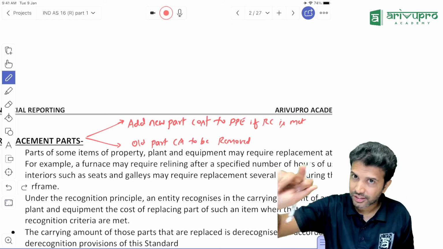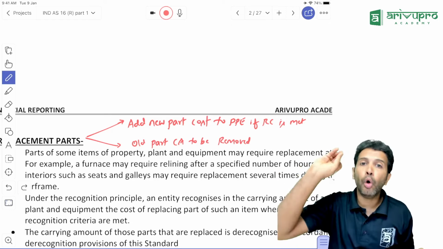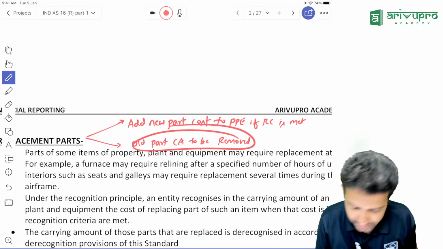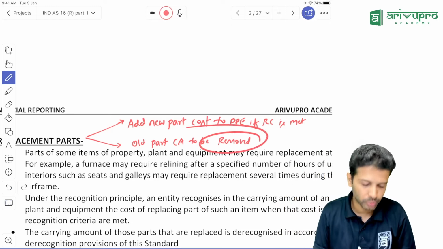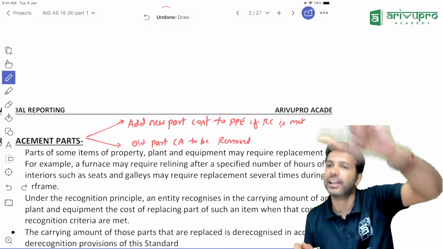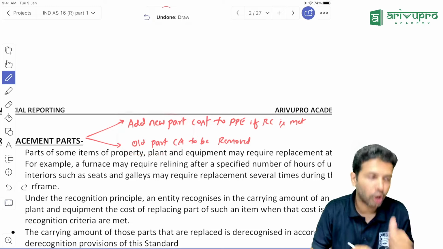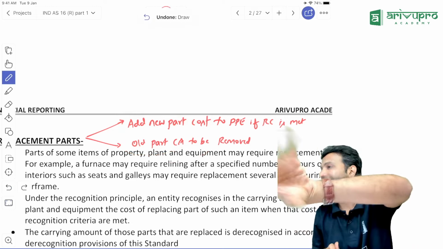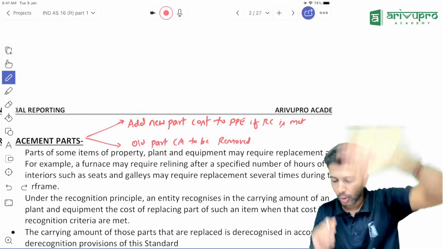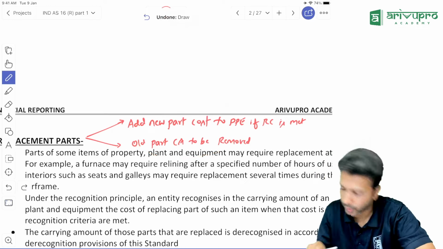However, this is one component. Another one is the carrying amount of the old part. If you have anything, you need to remove it, or you need to derecognize. The standard does not use the word removal, it uses the word derecognition. Derecognition simply means cancellation. So the cost of the new part you can capitalize, but the carrying amount of the old part you need to reduce or remove from your books. This is the provision. If you know this, this is sufficient for examination.